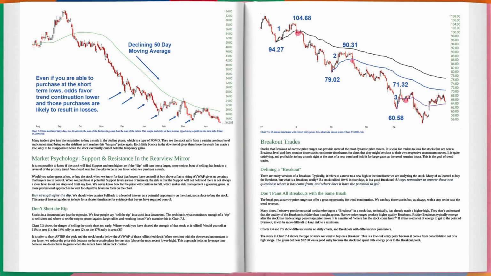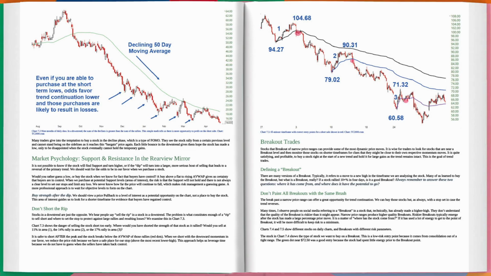Don't short the rip. Stocks in a downtrend are just the opposite. We hear people say sell the rip in a stock in a downtrend. The problem is what constitutes enough of a rip to sell short, and where to set the stop to protect against large rallies and resulting losses. We examine this in chart 7.3.